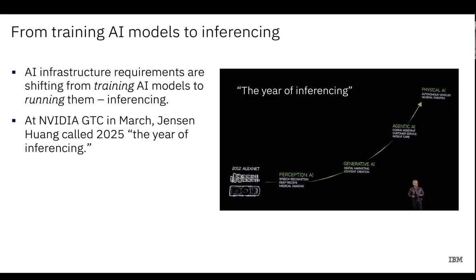And the world is moving from training to inference, right? Previously, a handful of people in the industry were focused on training. They were actually building these large language models like GPT from OpenAI.